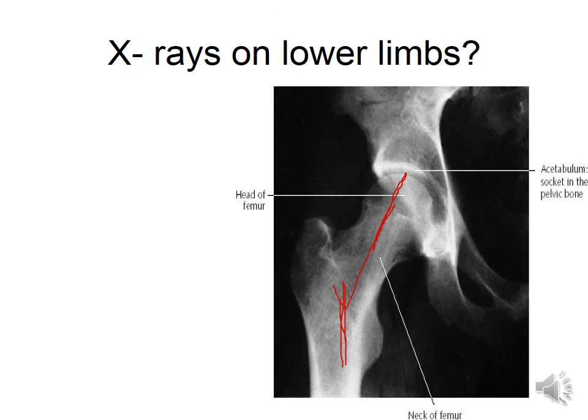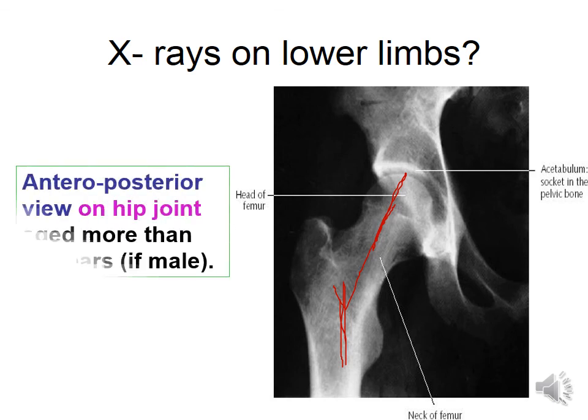I can see the hip, I can see the head of femur and the beginning of its shaft. Clearly the head of femur is united with the shaft. This occurs at 18 years of age. Lesser trochanter is united, it occurs at 16. Greater trochanter is united, occurs at 17. So this is an anteroposterior view of the hip joint, aged more than 18 years if male.